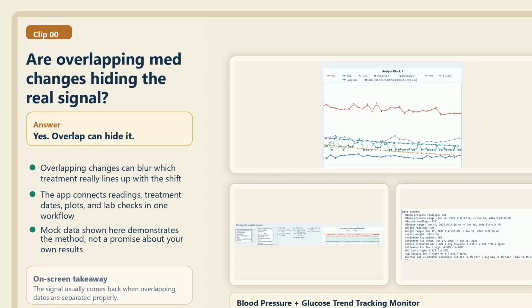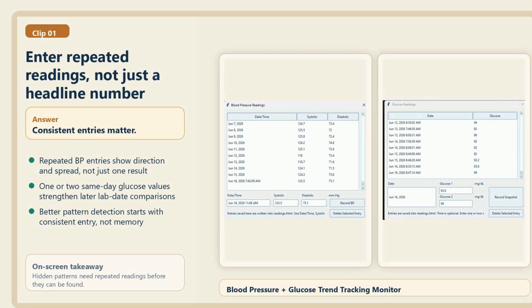Enter repeated readings, not just a headline number. The first step is data density. The blood pressure screen records repeated systolic and diastolic readings over time, and the glucose screen allows 1 or 2 same-day glucose values for a date.